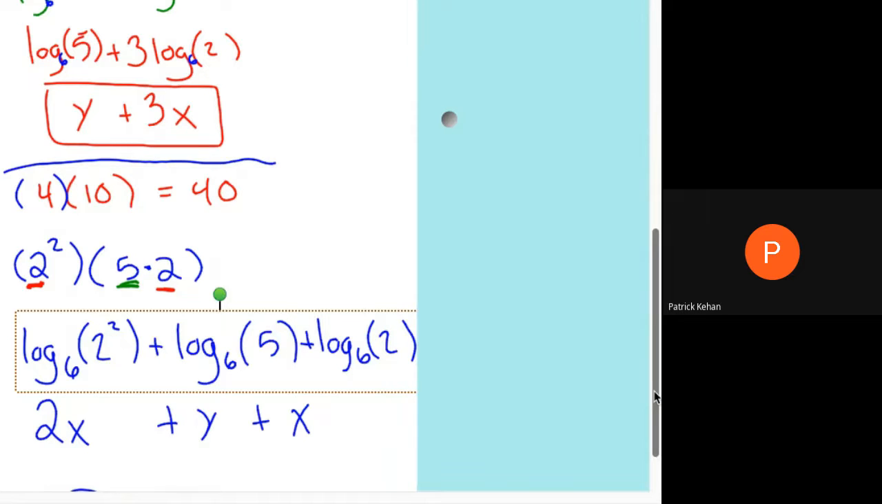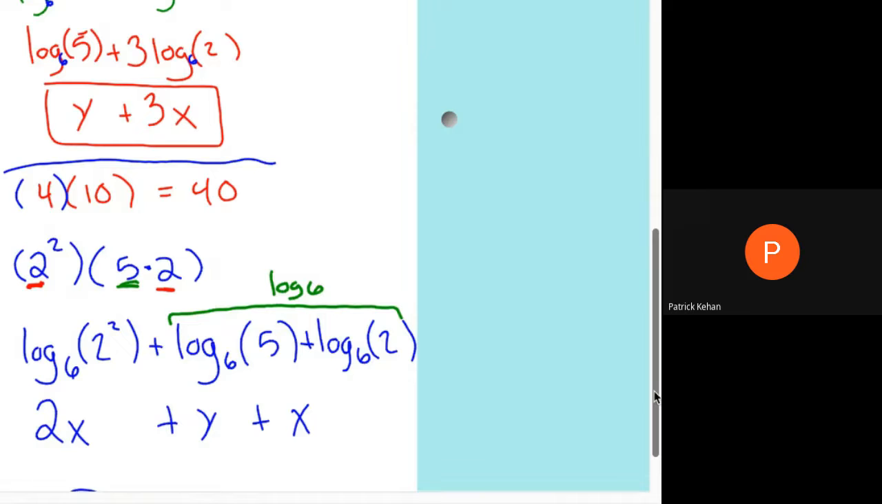So remember, this piece right here is the same as log base 6 of 10, which translates to this factor. And this piece right here is log base 6 of 4, which translates to this factor right there. At this point, for that first term, I have to use my power property and bring the exponent out front. So that gives me 2 times log base 6 of 2. Remember, log base 6 of 2 from above is equivalent to x. So this first log expression becomes equivalent to 2 times x.